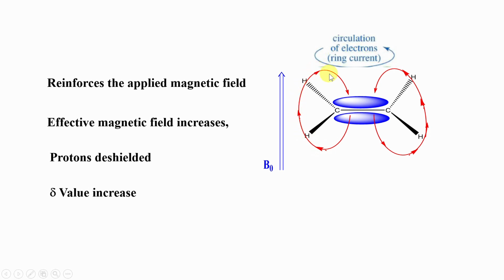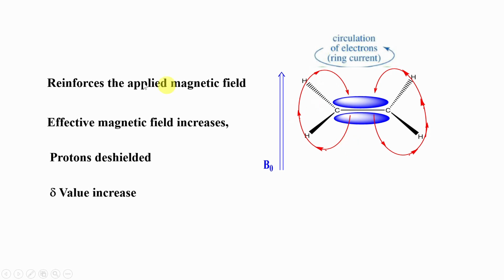These are the field lines which pass through the hydrogen atoms of the ethylene molecule. You can see the field lines passing through the hydrogen atoms on both sides. The field lines of the secondary magnetic field produced by the circulating electrons are along the direction of the external magnetic field. Thereby, it reinforces the applied magnetic field, and hence the effective magnetic field experienced by the protons of the ethylene molecule increases. That means the protons get deshielded.